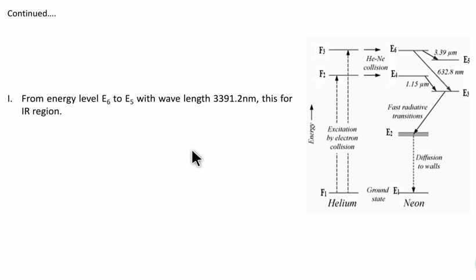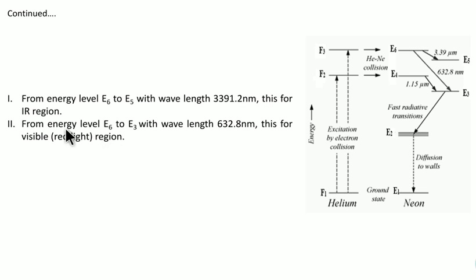Then afterwards, three transitions are possible. The E6 to E5 transition is in the order of 3.39 micrometer, which comes under the IR region. The next transition, E6 to E3, has a wavelength of 632.8 nanometer, which comes under the visible region, that means red light.